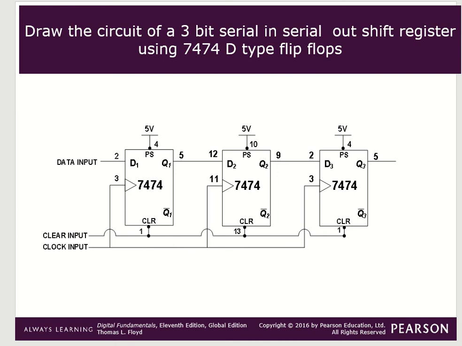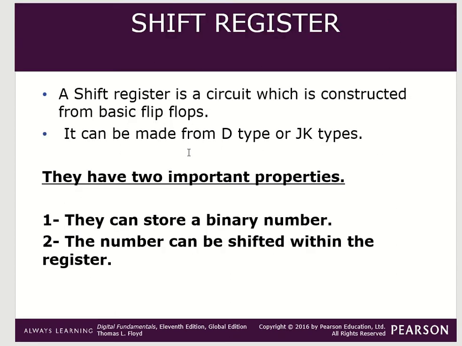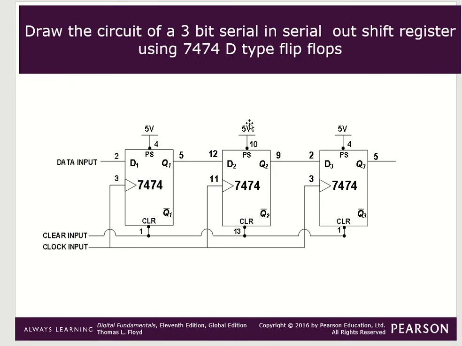Now how to draw the shift register. So draw the 3-bit shift register. First we will see serial in, serial out shift register using D flip-flop. We already studied that the shift register can be made up of either JK or D type flip-flop, but now we are studying a D type flip-flop. I already taught you what a D type flip-flop is. It is like a buffer.